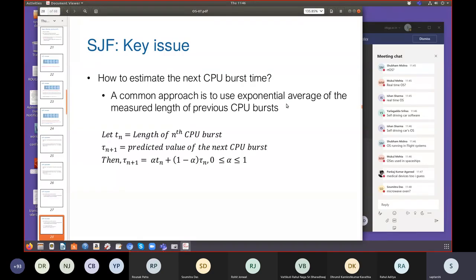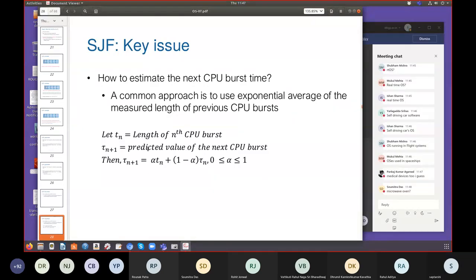So let Tn be the length of the nth CPU burst. The kernel knows what the last n CPU bursts of this process have been. And tau n plus 1 is the predicted value of the next CPU burst. This is the unknown. According to this scheme, tau n plus 1 is estimated as follows: alpha times Tn plus 1 minus alpha times tau n.